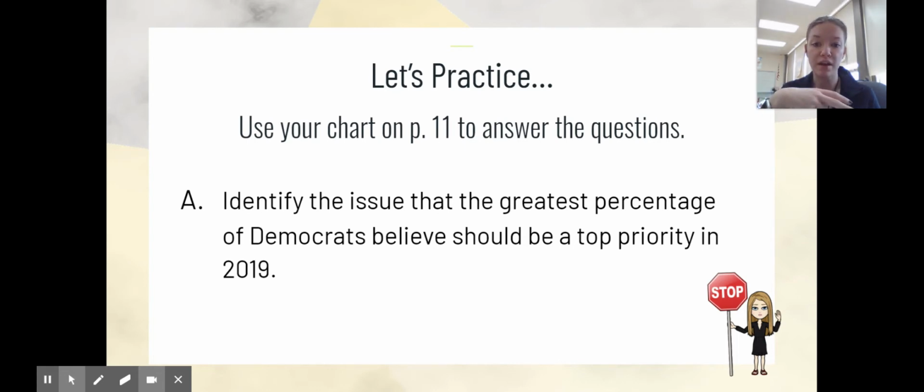Using your chart on page 11, answer the questions. So let's start with A. A says to identify the issue that the greatest percentage of Democrats believe should be a top priority in 2019. So pause this video before you move on, take a look at your graph, and record your response to part A on your page 11. And when you're finished, resume the video and continue watching.